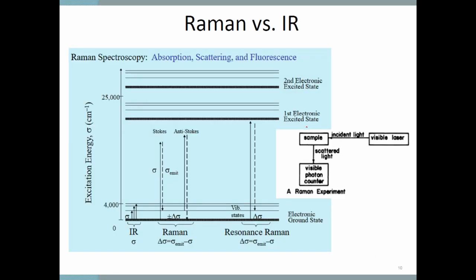The comparison for the Raman versus IR is also given. In the Raman spectra, we have what is called the shift, that is the Stokes and anti-Stokes lines that is given there. Either there is an increase in the frequency or a decrease in the frequency of the absorbed light.